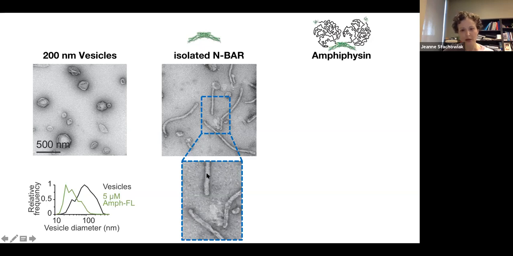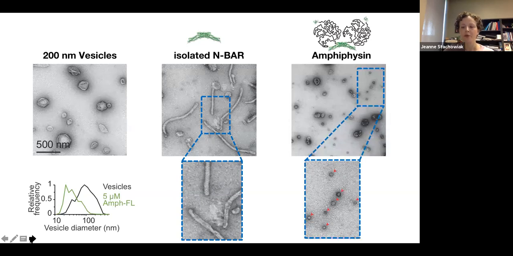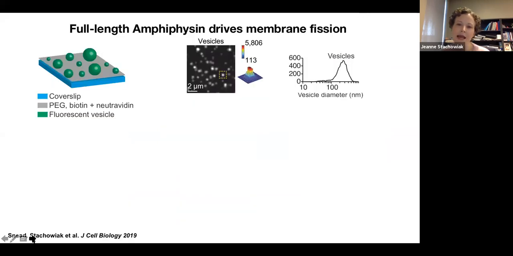You can almost make out a little bit of the helical oligomer on them, and lots of people have seen that in EM. But if you use the full-length protein, instead of seeing these tubules, you almost never see a tubule. Instead, you see all these little vesicles that have a diameter similar to the tubules, but no tubules. That was really surprising to us. Somehow this protein is breaking up the membrane, so we're trying to get more insight into that.